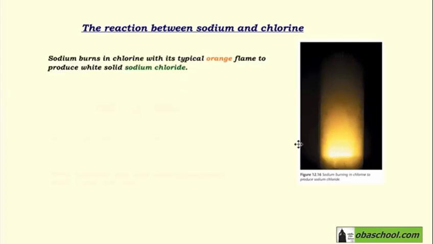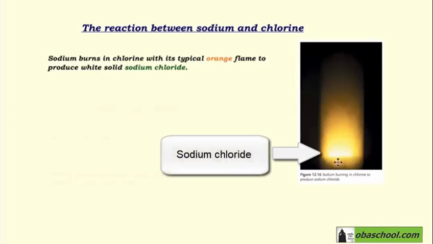Okay, sodium burns in chlorine, then this reaction forms an orange flame, which is related to the sodium, to produce white solid sodium chloride. As you can see, the white color starts to form below, here in this figure. This white is for sodium chloride.